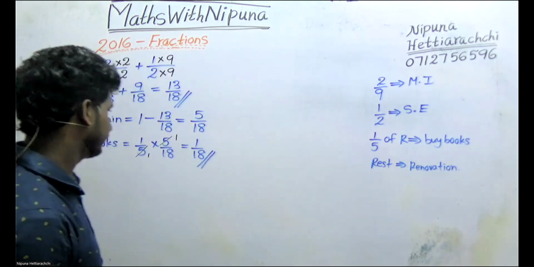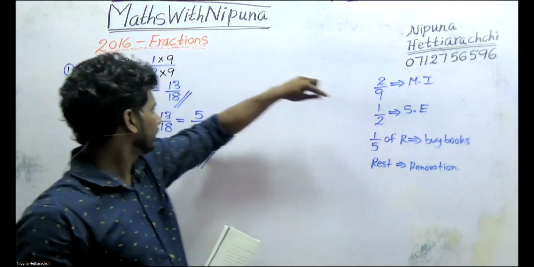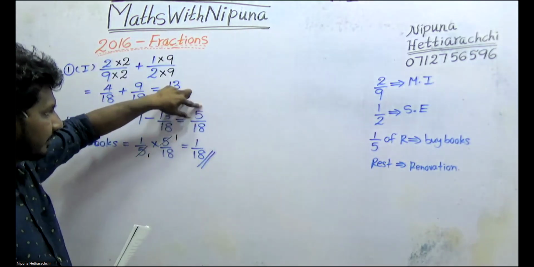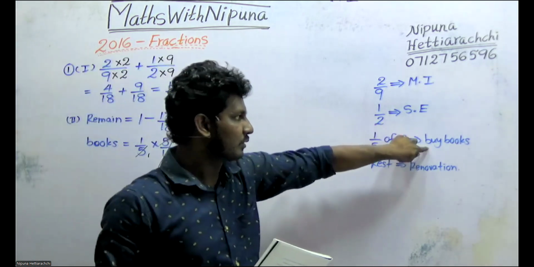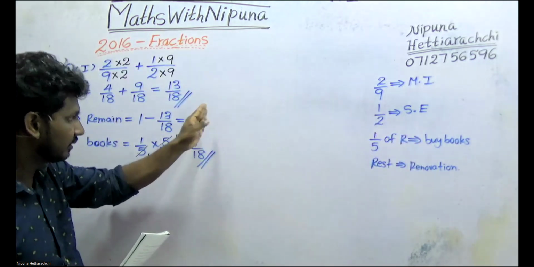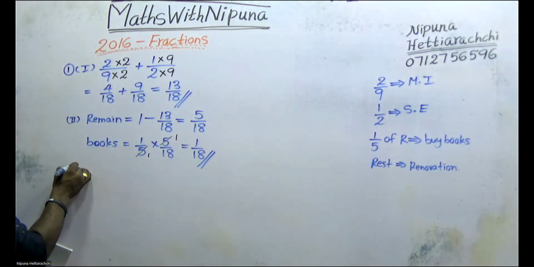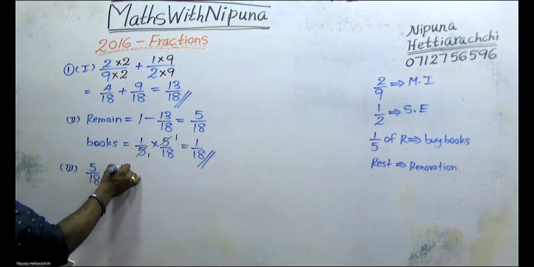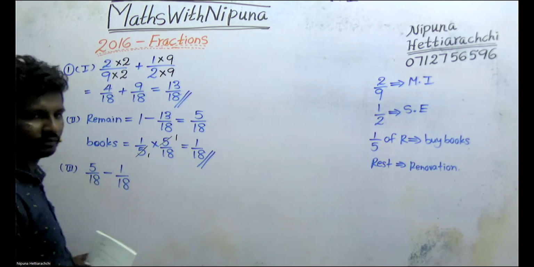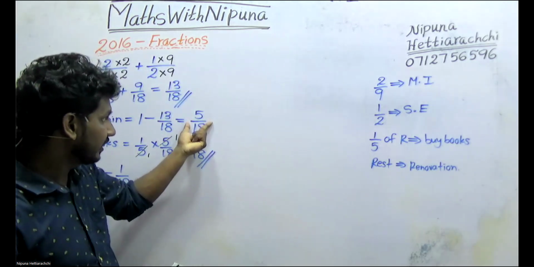How to calculate it? After allocating for the musical and sports, this much of the portion will remain. Now another 1 out of 18 was allocated to buy books. Therefore, from this amount I will subtract the fraction allocated for the books. Earlier 5 out of 18 would remain. From that, I will subtract 1 out of 18.